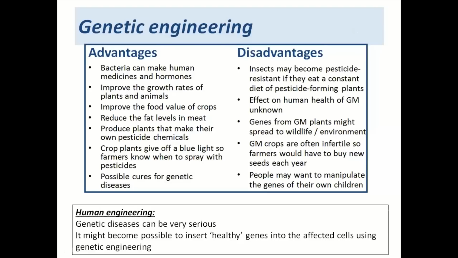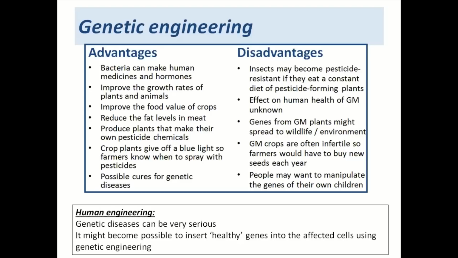Possible cures for genetic diseases. Genetic diseases can be very serious, and it might become possible to insert healthy genes into the affected cells using genetic engineering. The disadvantages of genetic engineering are that insects may become pesticide resistant if they eat a constant diet of pesticide forming plants.